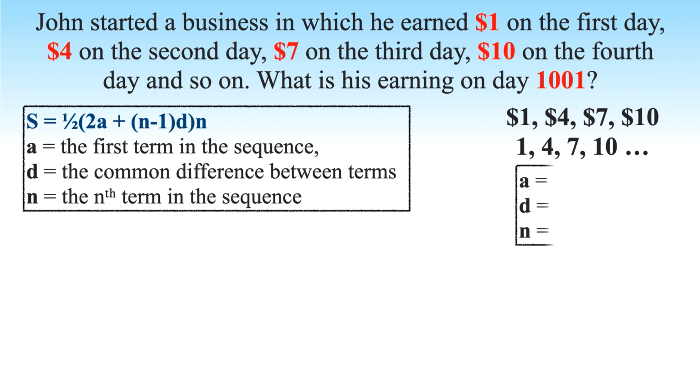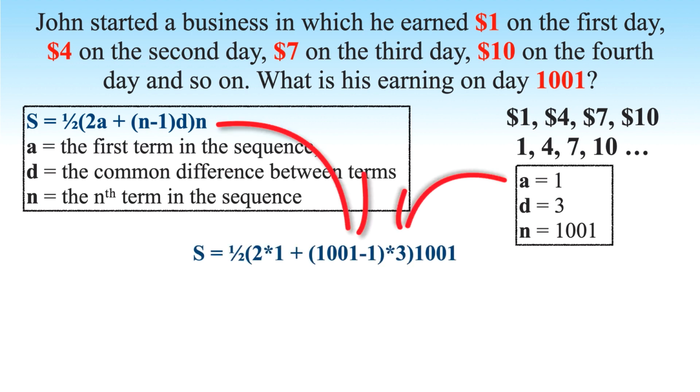In this sequence, a equals 1, which is the first term in the sequence, d equals 3, which is the common difference between terms, and n equals 1001, which is the nth term in the sequence. So now solve for a equals 1, d equals 3, n equals 1001. Substitute the values of a, d, and n in the formula n into 2a plus n minus 1 into d, divided by 2. After substituting, the equation becomes S equals 2 plus 3 into 1000, into 1001, divided by 2.